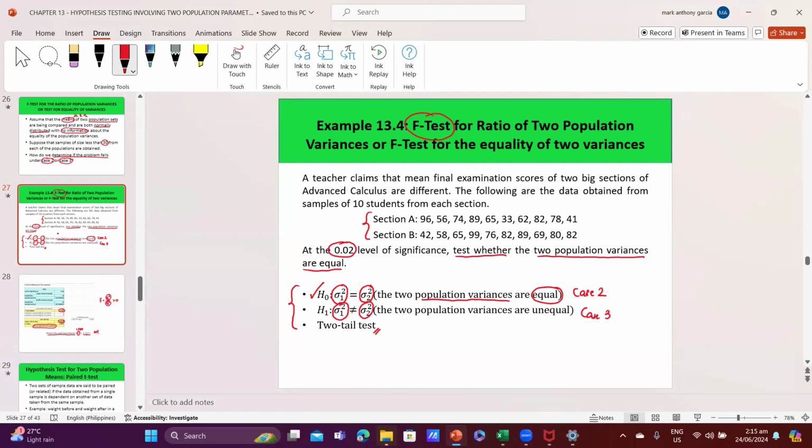So this ends the video about case 3, or the separate variance t test, and the F test for the ratio of two population variances. Thank you for listening.